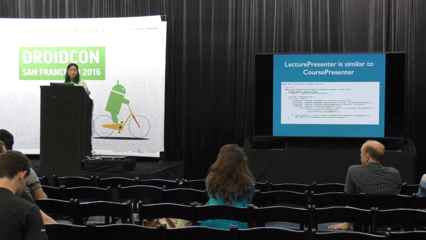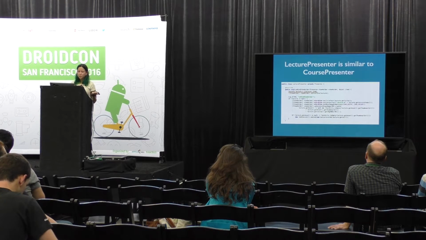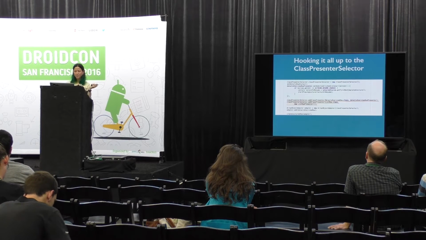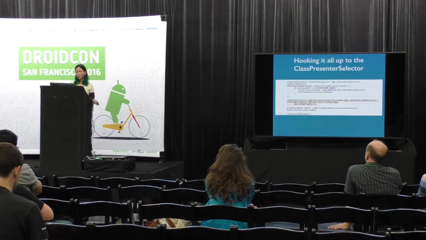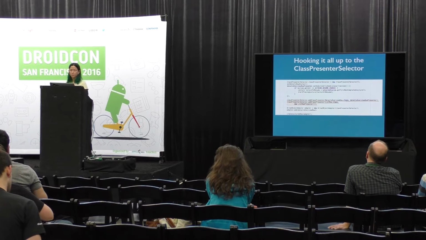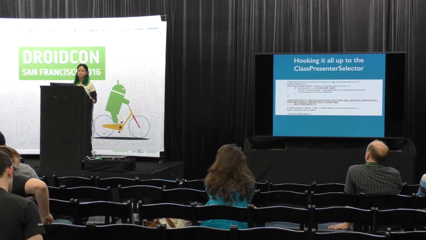The lecture presenter is almost identical to the course presenter. It does the same thing. It just uses a lecture instead of a course to take the information. And hooking it all up to the class presenter selector is just these three lines that I highlighted. It's just about instantiating it and then giving it these two classes. Again, this was all in the default template, so it's very obvious what's going on.